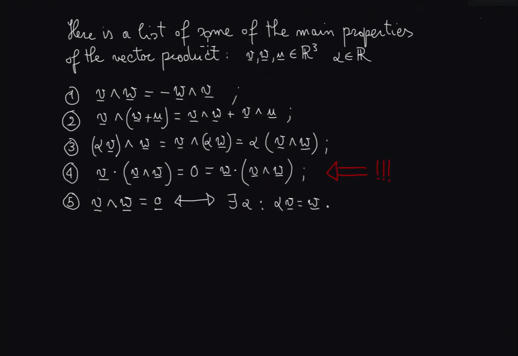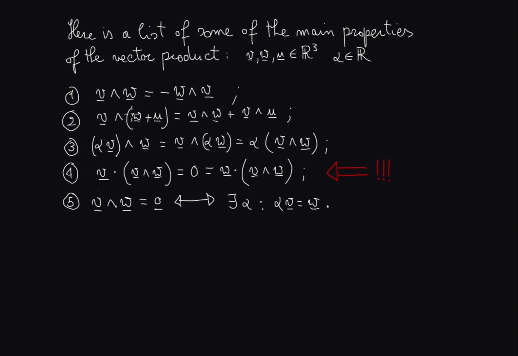Here is a list of some of the main properties of the vector product. Let's assume that v, w, and u are vectors of R3, and alpha is a scalar. Then the first property is that the vector product is anti-commutative. So there is a relation between v wedge w and w wedge v, but it's not an equality. It is an equality up to taking a minus sign in front. So it is the opposite. And this is called anti-commutativity.